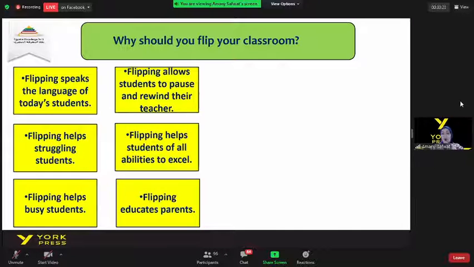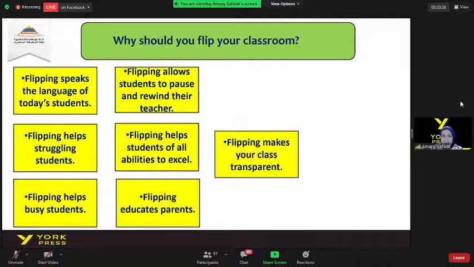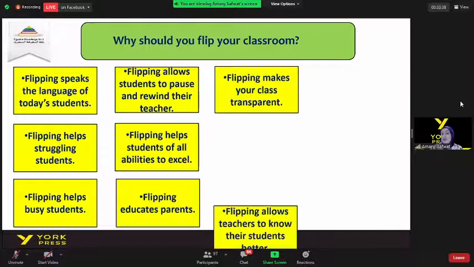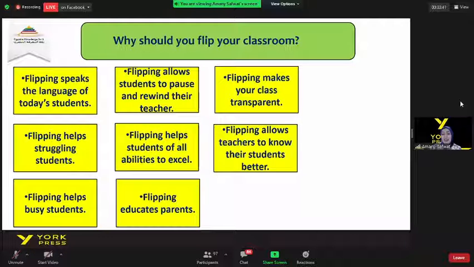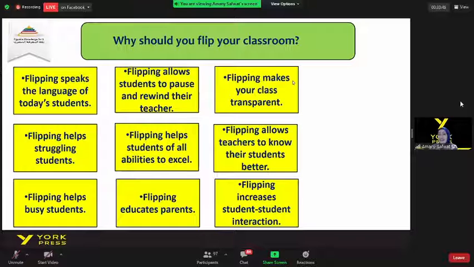And one of you mentioned that it is important for parents to watch their sons and daughters, their children. And here it educates parents. They study and they know what these children do at home. It makes the class transparent and it's very nice. It helps teachers to know the students better, and it increases student interaction because students interact with each other, whether when they are online or maybe inside the classroom itself.